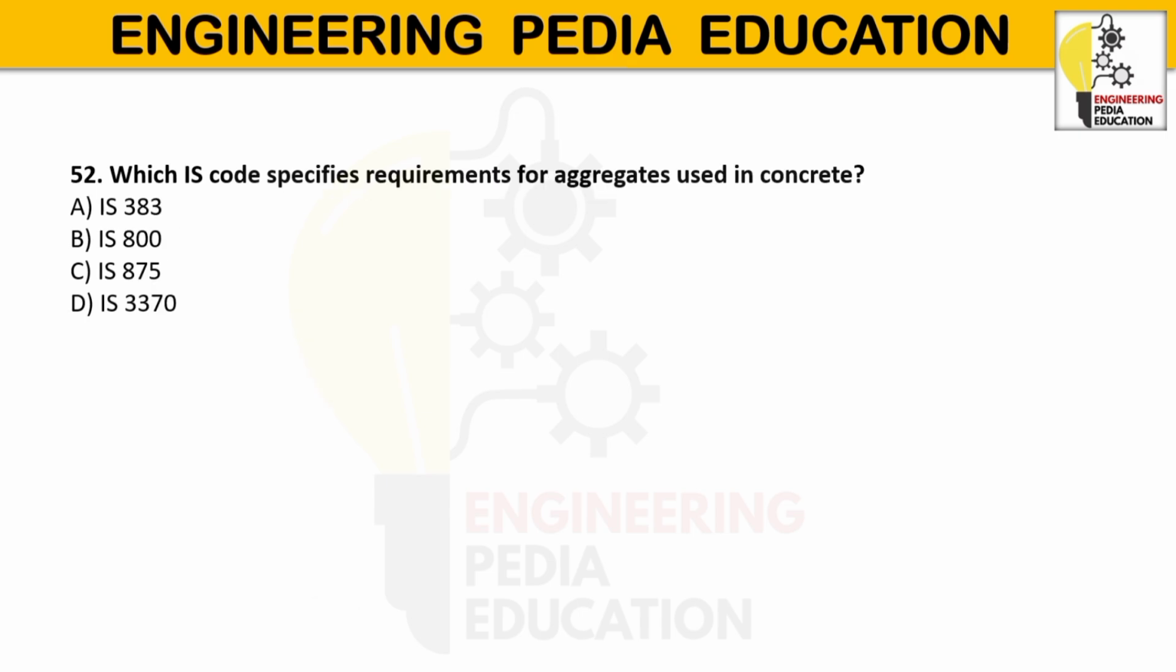Which IS code specifies requirements for aggregate used in concrete? IS 383 specifies requirements for aggregate used in concrete. IS 383 is entitled Specification for coarse and fine aggregates from natural source for concrete. It provides quality requirements and grading limits for aggregate used in concrete construction. Different grading zones are also mentioned here, like zone 1 to zone 4.